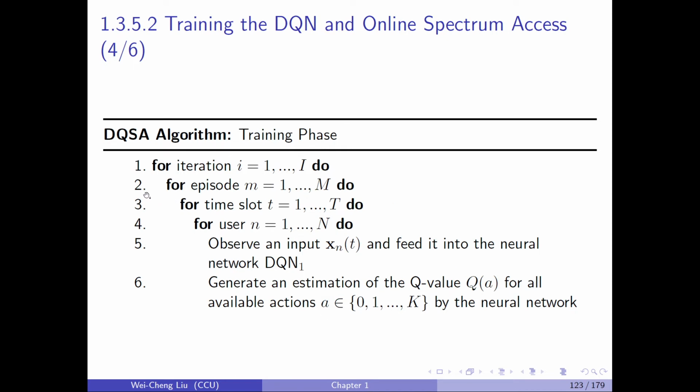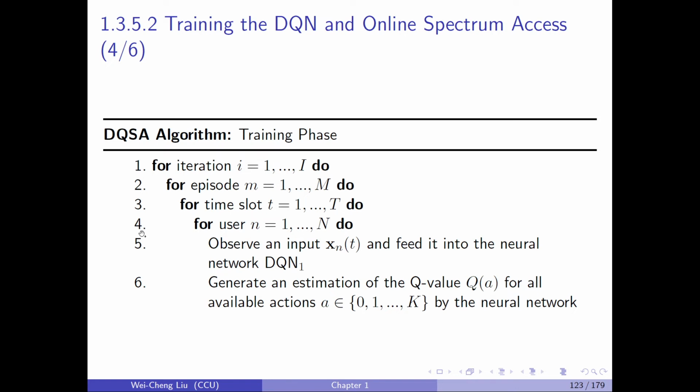Instructions. And the second line is also a for loop for episode: small m is equal to 1 to capital M. Do the following pseudocode. And the third line is also a for loop: time slot small t is equal to 1 to capital T. Do the following pseudocode.